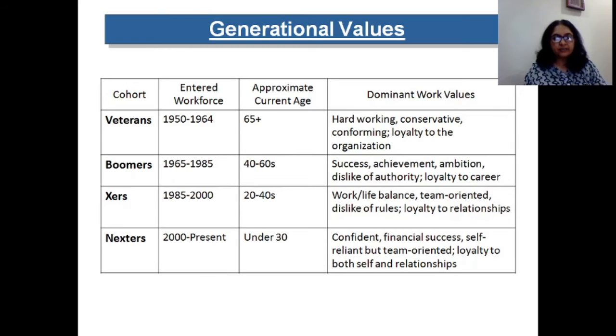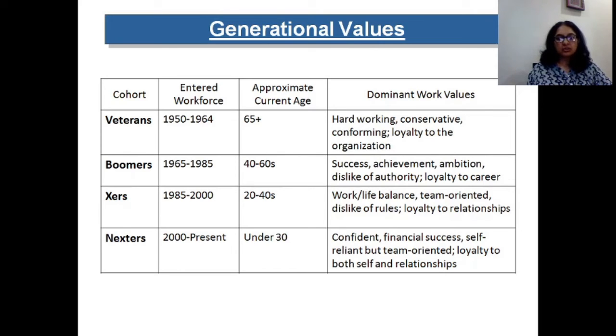Then next we have the nexters, also called Generation Y, also called millennials. They entered the workforce in 2000, and this generation has high expectations, and they seek meaning in their work. So they want to be engaged in work that is more impactful and which has more meaning. Their life goals are more oriented towards becoming rich and famous, but they also see themselves as socially responsible. They love working with people who are from diverse backgrounds.